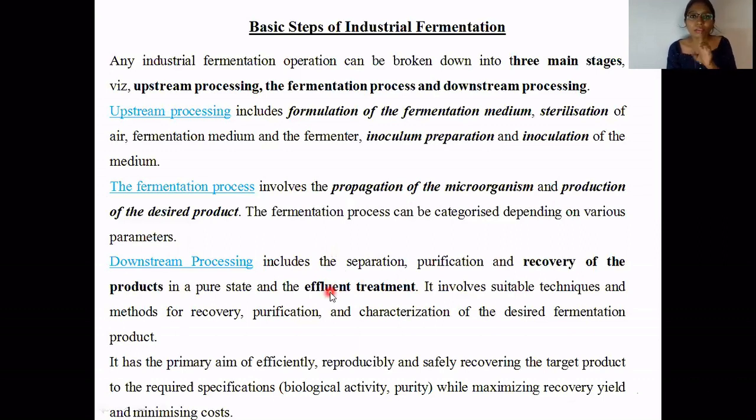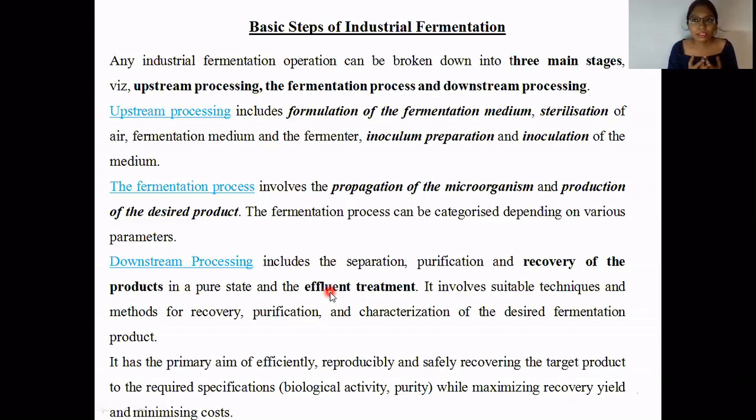Okay, we cannot just say, yes, we have obtained our product, and whatever the waste is, we can just throw it out. We also have to treat that effluent. So both combined fall under the downstream processing. We also need to treat the waste that was remaining.